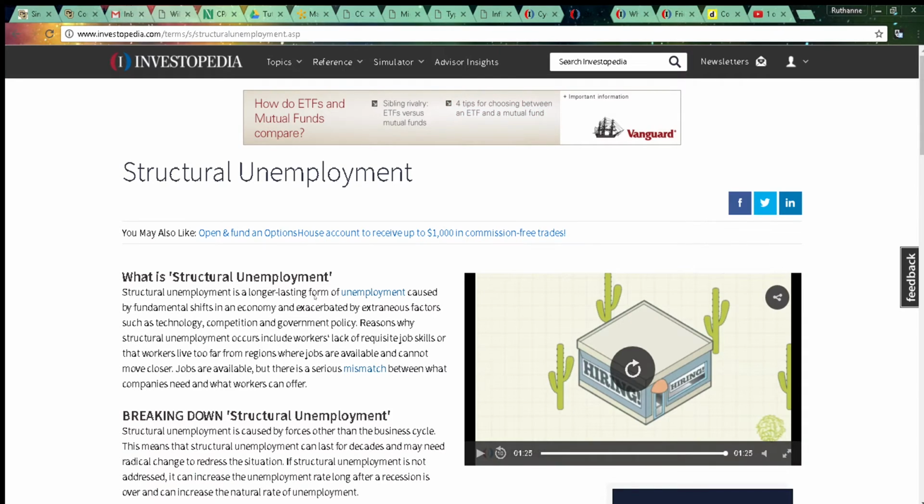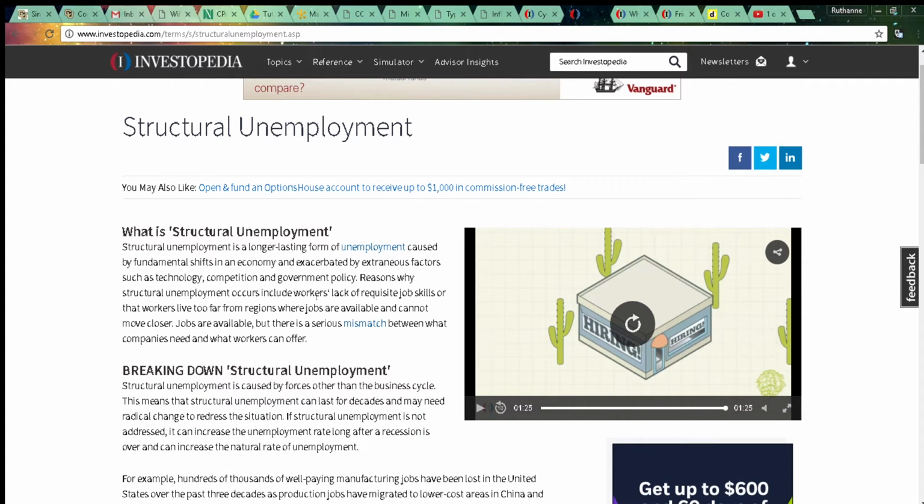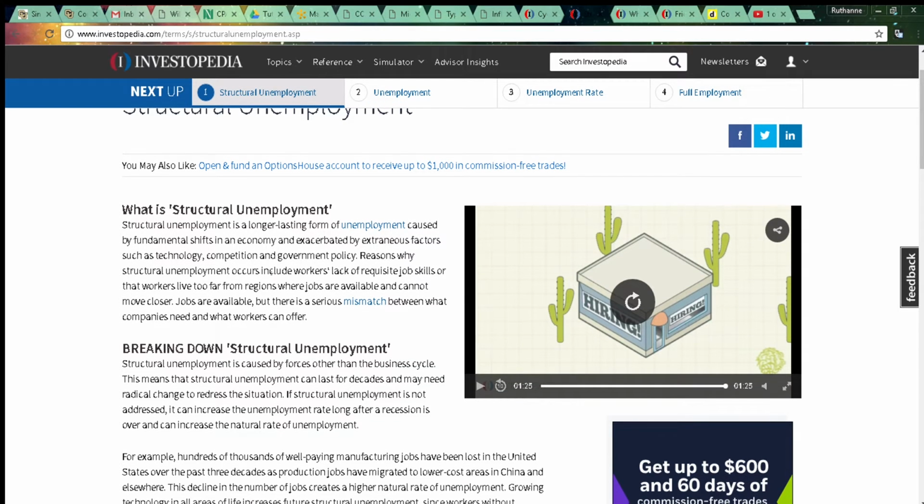All right, the next type of unemployment is structural unemployment. The difference between structural and cyclical is that structural is typically longer lasting. Cyclical implies that it is part of some condition that is forecasted to be temporary, forecasted to change. Whereas structural unemployment is unemployment caused by fundamental shifts in the economy and then exacerbated, made worse, by extraneous factors such as technology, competition, and government policy.